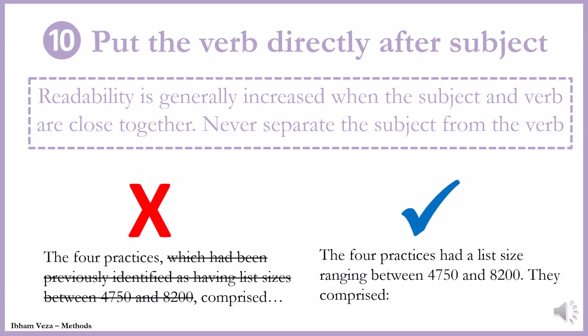10. Keep the subject and verb close together. For clearer writing, avoid separating the subject from the verb with long phrases or unnecessary details. Keeping them close improves readability and keeps your sentences smooth. For example: "The 4 practices, which had been previously identified with varying list sizes, comprised..." Better version: "The 4 practices had list sizes ranging between 4750 and 8200." This approach helps readers grasp your point quickly without losing focus.